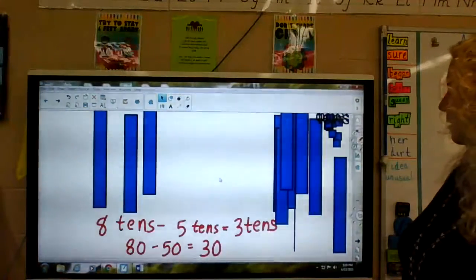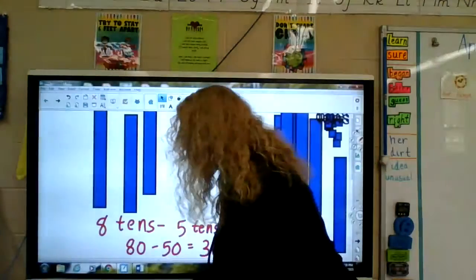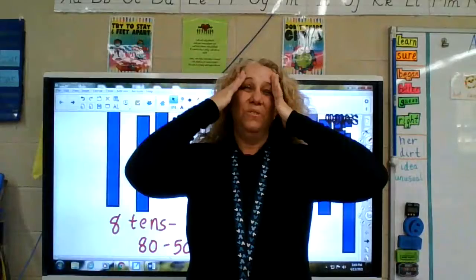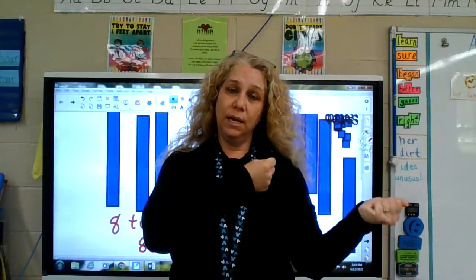Right. Okay, now I'm going to give you one. I'm not going to do it on my board. If you have your cubes, you can do it with your cubes. And you might not need to. You might be able to just think what it is. Okay, so if you have 6 tens minus 4 tens, 6 tens minus 4 tens equals 2 tens. Okay, now let's say it the other way. 60 minus 40 equals 20.